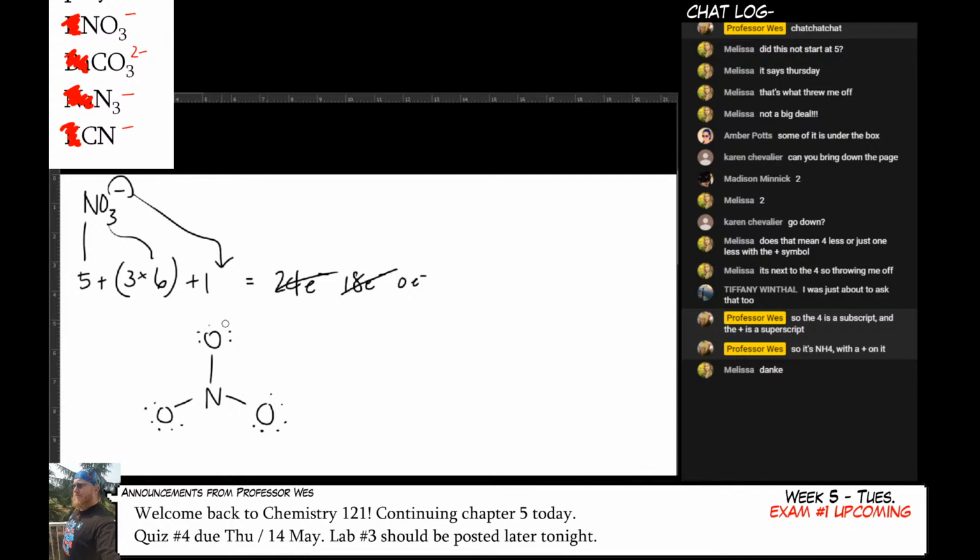And since it doesn't matter which one I pick, I'm going to just pick the top one. I could have picked this one, and it would have been the same, because then I could just rotate the whole thing around, right? So whichever orientation you pick, that's good enough. Oh, and because it's an ion, we got to put brackets around it. So let's do that. There we are.